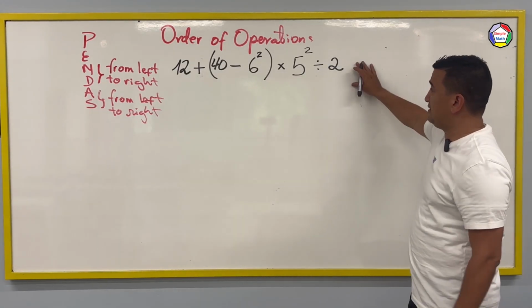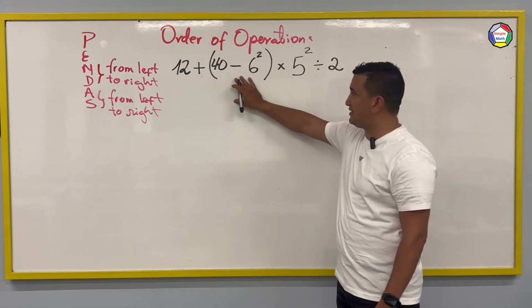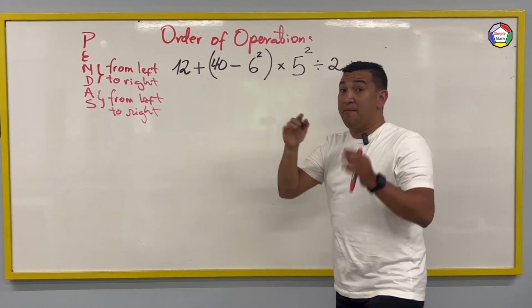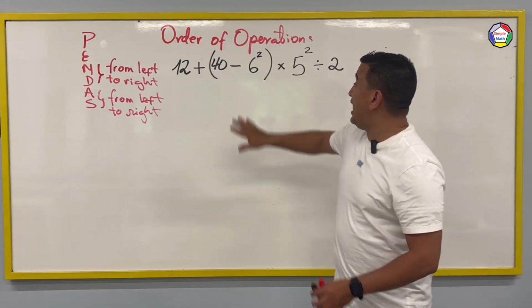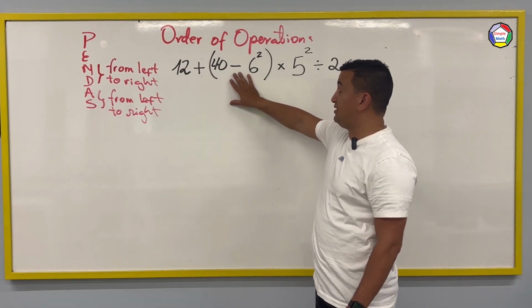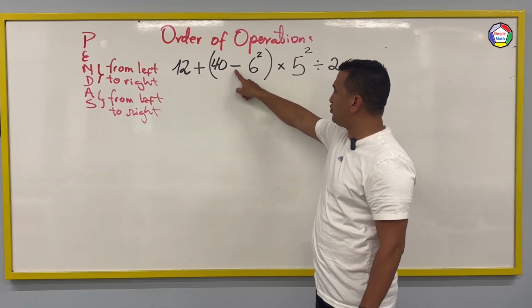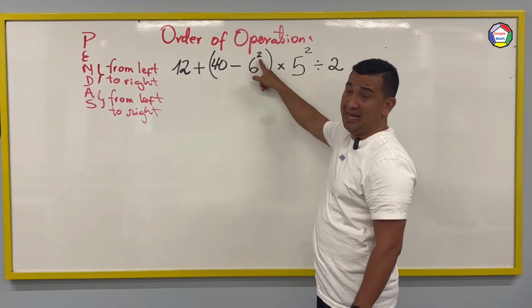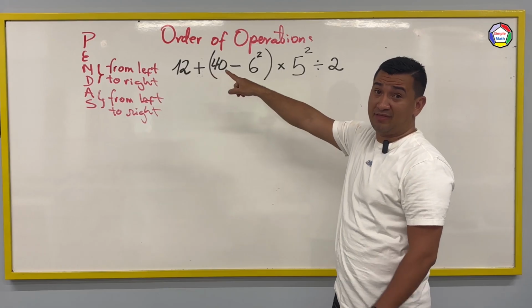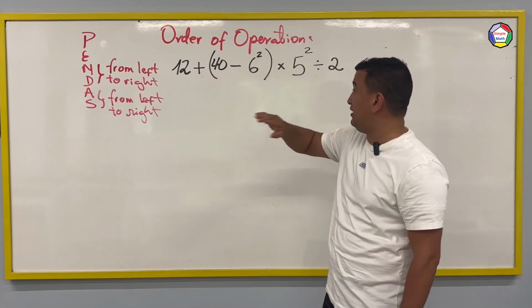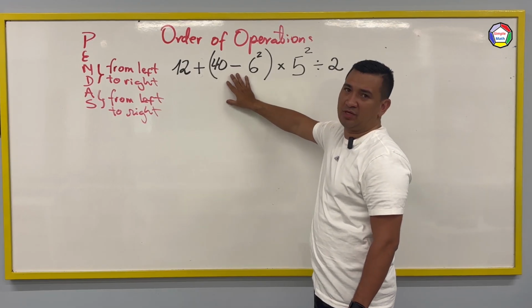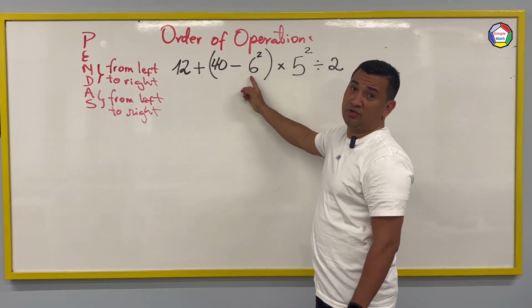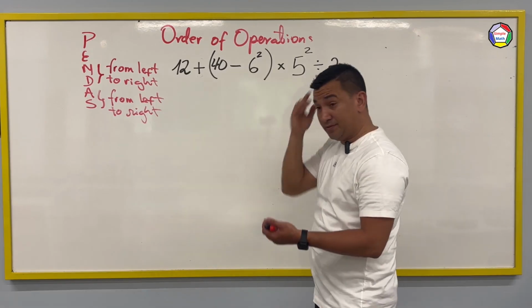PEMDAS means parentheses. Do we have a parenthesis? Yes. Look, we have a parenthesis. But inside the parentheses, we have to apply PEMDAS as well. How do we solve these parentheses? What do we solve first, the subtraction or the exponent? According to PEMDAS, the first thing to solve is the exponent, because it goes parentheses, then exponent. We cannot solve the parentheses if we cannot solve the exponent first.